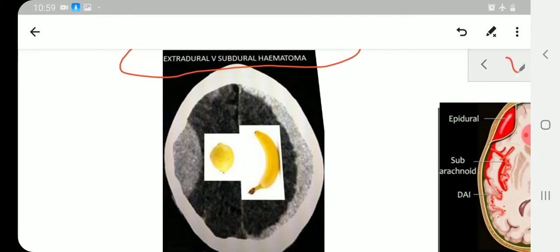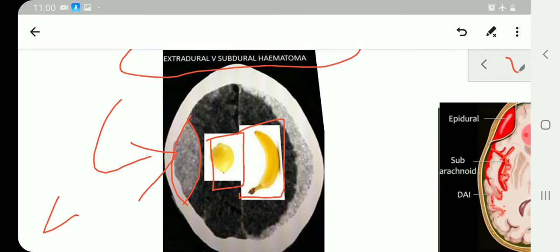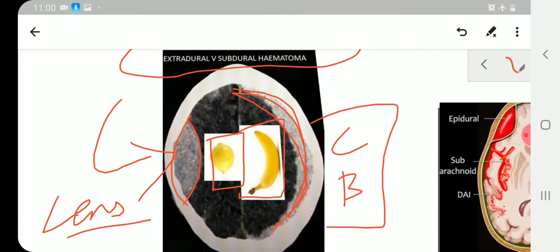So in this image, one side a picture of lemon is given, another side a picture of banana is given. So if you see the extradural hemorrhage, that is outside the dura mater, it is lemon shaped or it can be lens shaped. Initially it will be a small lens shape. As it keeps on progressing, the bleed is getting more and more, and you will get a lemon shaped bleed. Whereas the subdural hematoma is crescent shaped or banana shaped.